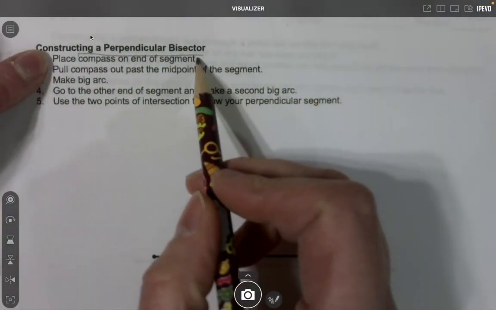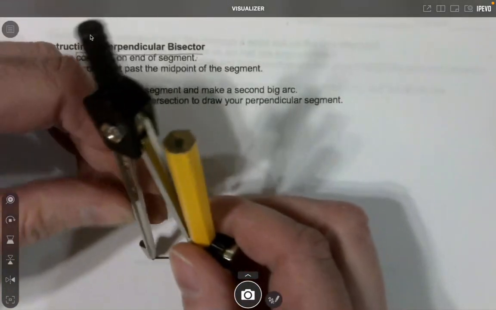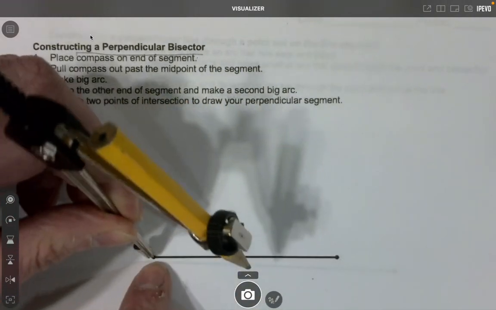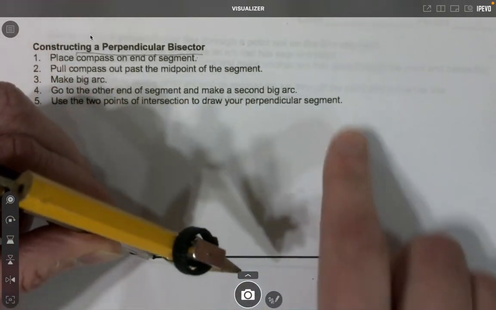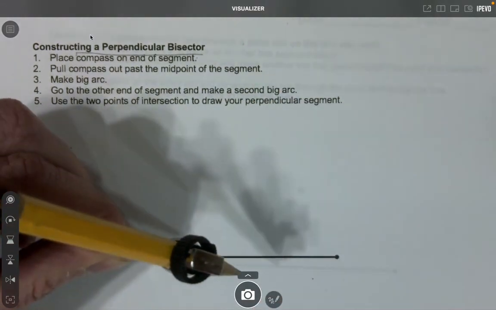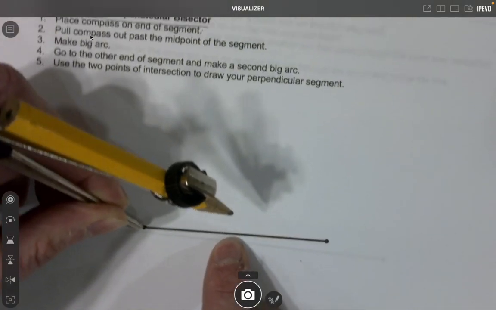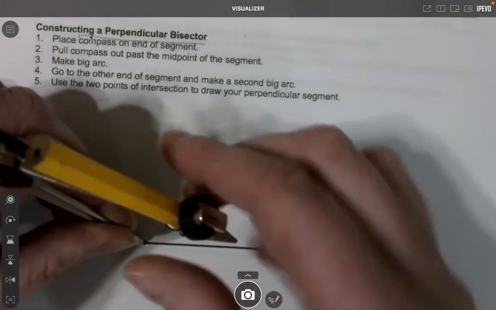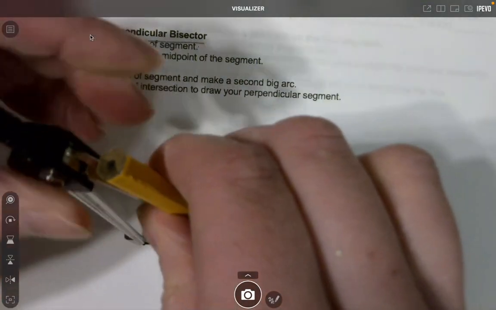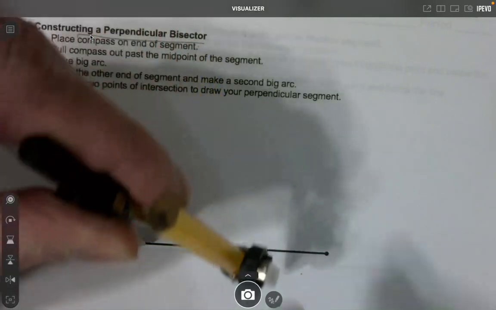So we need to place the compass at the end of the segment. So that means I want to put my compass right over here at the end of my segment. Okay, so it's lined up with my point at one of the endpoints. And then step 2 says pull the compass out past the midpoint of the segment. So I don't have to find the midpoint. I'm just guessing that the midpoint is right in the middle here. And so if I want to pull the compass out past that, I need to be a little bit more than halfway. So you can see my compass is now more than halfway. It's a lot more than halfway, and that's fine.